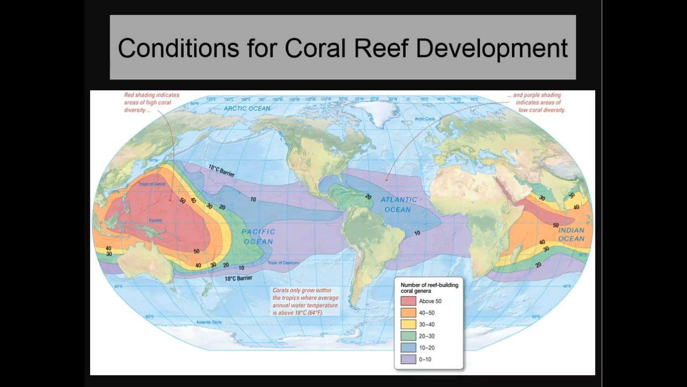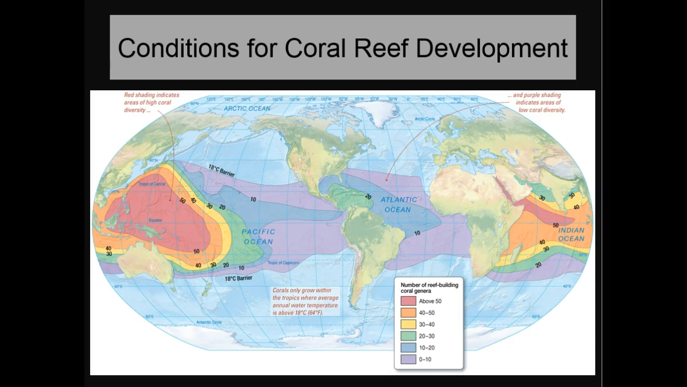Here we have a diagram showing the conditions for coral reef development. The different colors represent the number of reef-building coral genera. So the warmest colors, like the red, where it says above 50, represent that you've got the highest diversity of coral. Purple indicates the lowest diversity. And anything that's outside of the rainbow here is an area where the water is just too cold.